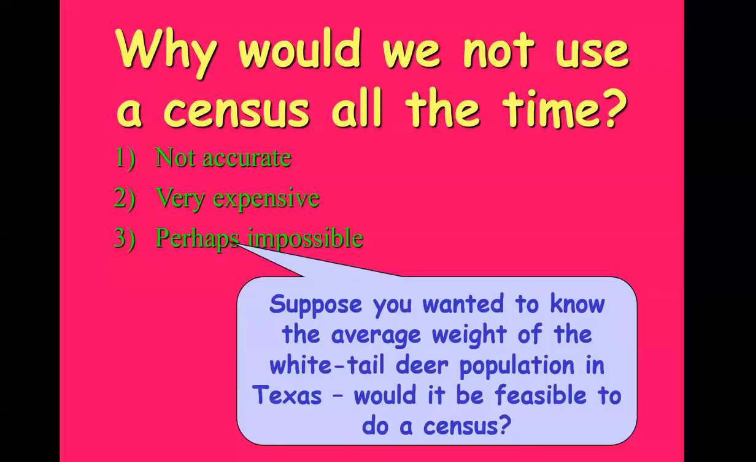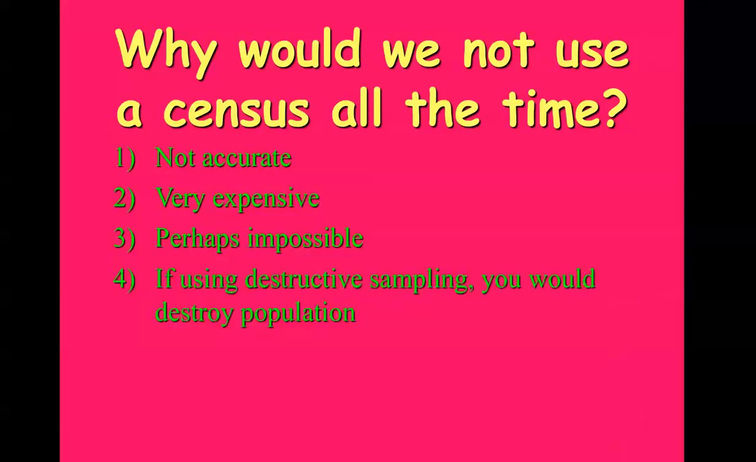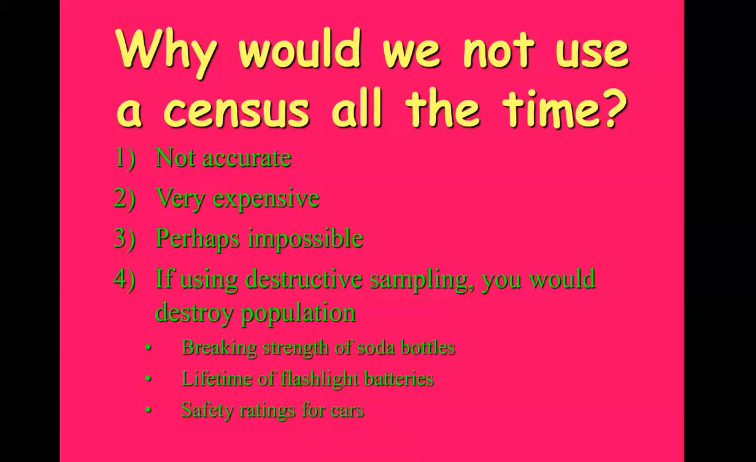Suppose we want to know the average weight of the white-tailed deer population. How are you going to do that? We've got to find them all. If we could find them all, we wouldn't have hunting season now, would we? Oh, destructive sampling is another good one. In order to test how well a light bulb works, you have to do stuff to it. And if I want to make sure that the design is correct, am I going to destroy them all? Or safety ratings for cars. No, we can't destroy all the cars just to see how well they hold up in an accident.